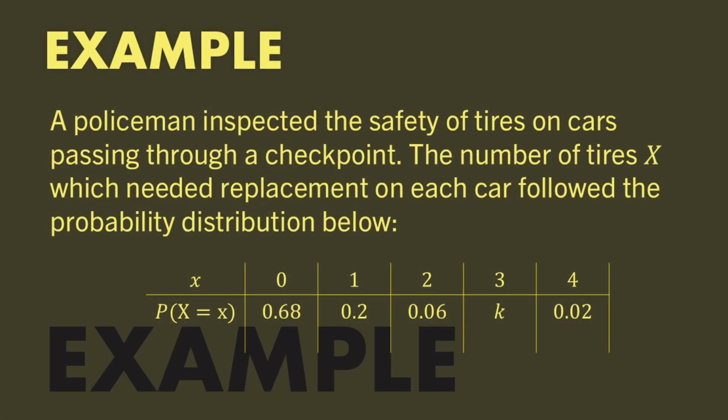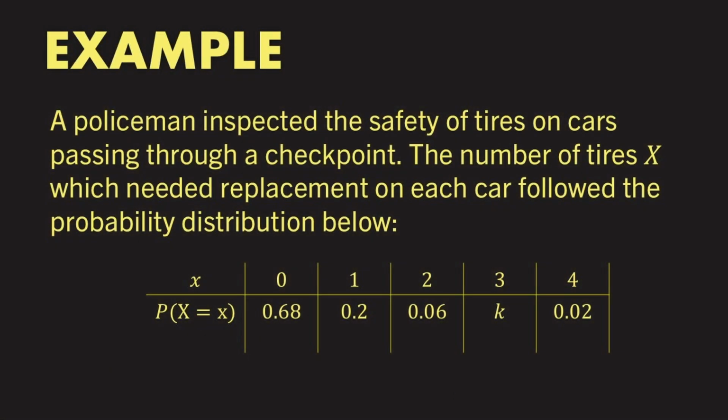In this example, a policeman is inspecting the safety of tires of cars passing through a checkpoint. We are going to represent with capital X the number of tires this policeman sees that need to be replaced. And we have this table to represent the probability distribution of the variable. With 0 tires to be replaced, we have 0.68, meaning that 68% of the cars that passed through this checkpoint don't need a tire replaced.